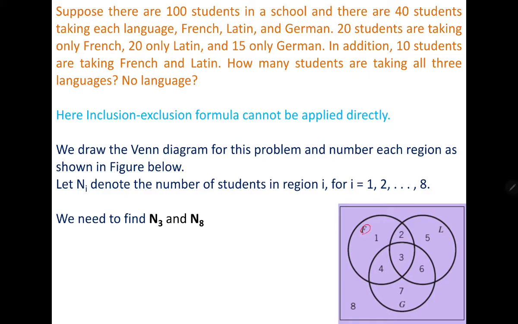So there are three cases: learning French, Latin or German. If you see the Venn diagram, I partitioned it into 8 areas, and what I am looking for is the number in area 3, because this is the students taking all 3 languages, and n of 8, which is the exterior region, is taking no language. Yes, which means not taking French, Latin and German. Now let's see what information we have. We have n of 1, n of 2, and we need to compute all of them.